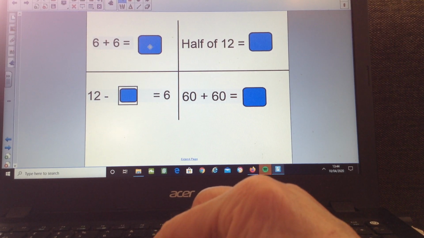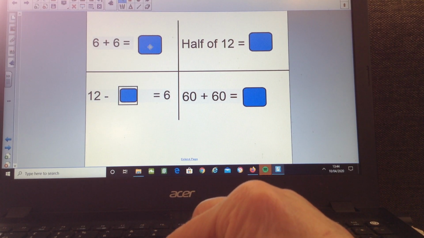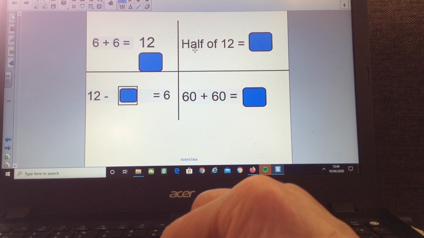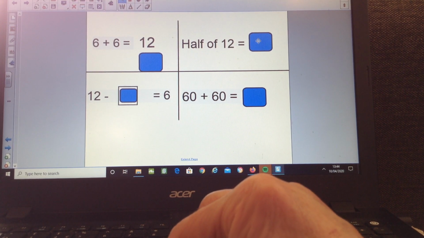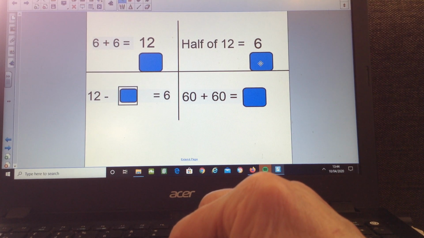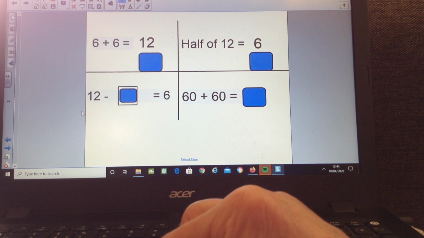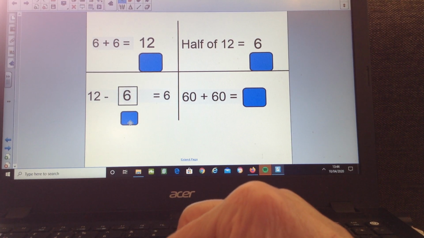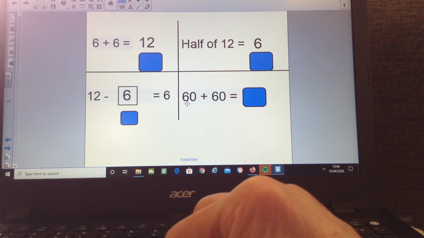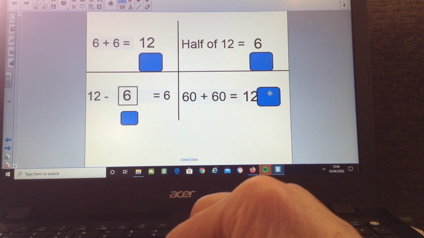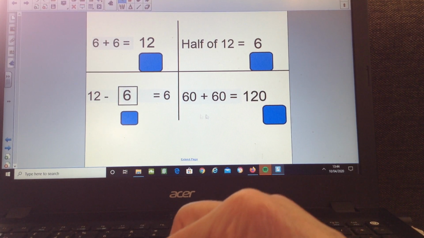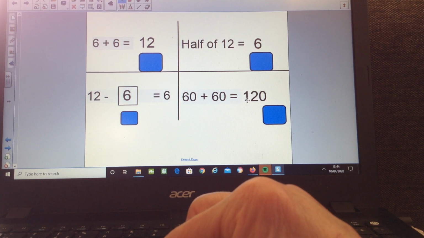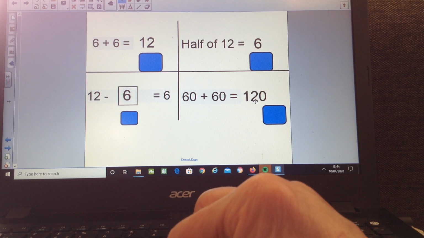Ready? 6 add 6 equals 12, easy peasy. Half of 12. Well, that is 6, because 6 add 6 is 12. 12 take away what equals 6? Has to be 6, doesn't it? Because 6 add 6 equals 12. 6 tens add 6 tens. Well, must equal 12 tens. 60 add 60 equals 120.